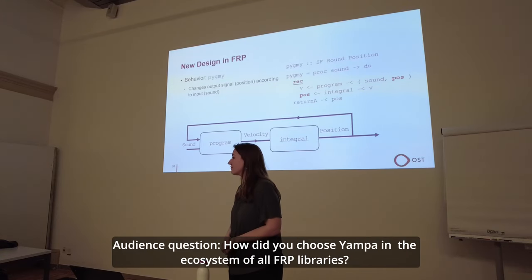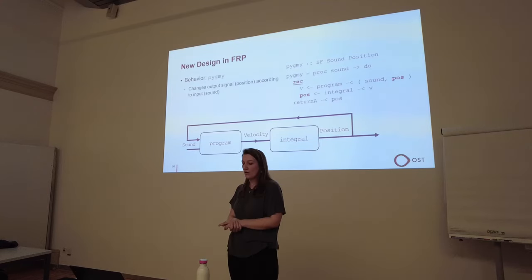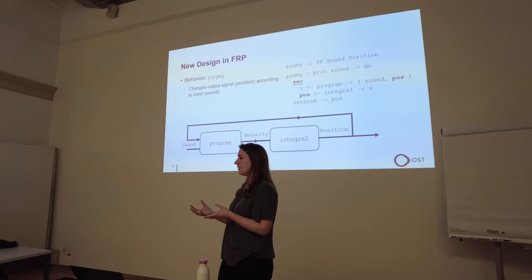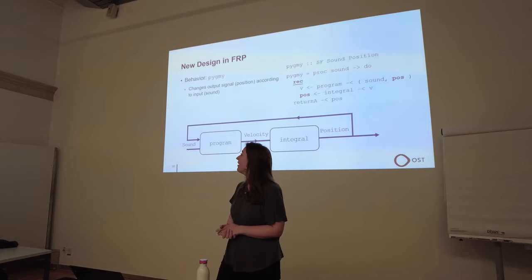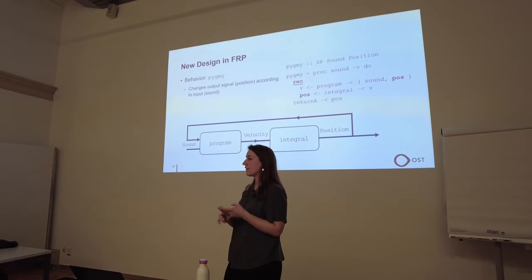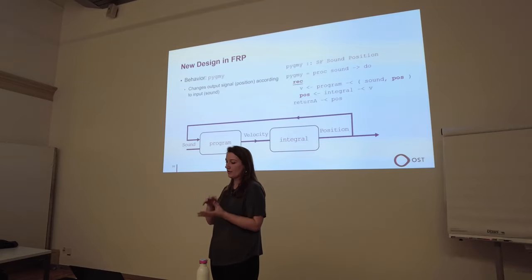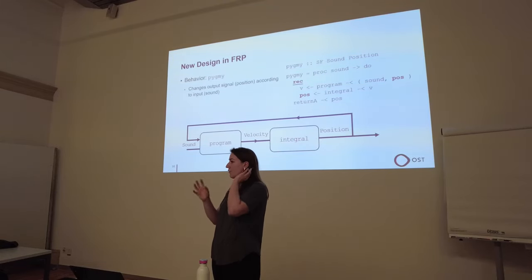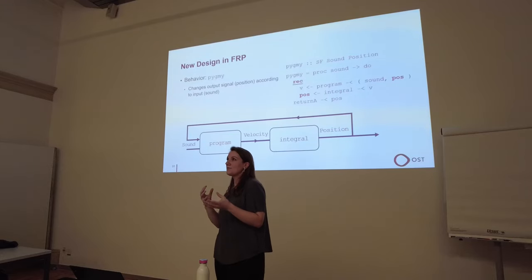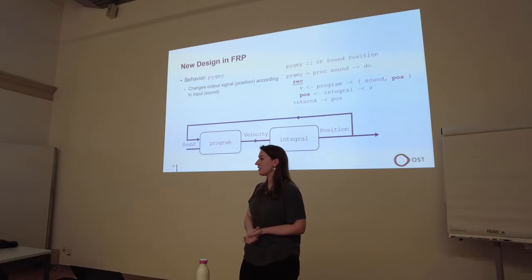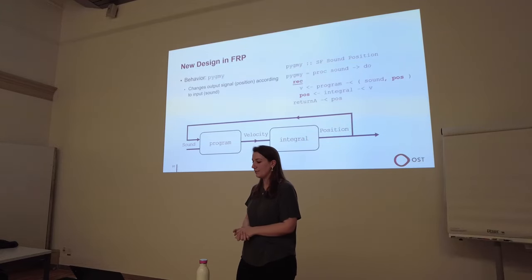How did you choose Yampa in the ecosystem of all FRP libraries? So one point was that it is still maintained. Not all FRP libraries are unmaintained, but Yampa is maintained. And it was used for robotics and UI applications, so it fits my task. For my project, I started with Fran, the original implementation of FRP by Conal Elliott, and then I followed this path. I used Yampa because I thought it's really near to the original concept in Fran, but of course it's a little bit different.